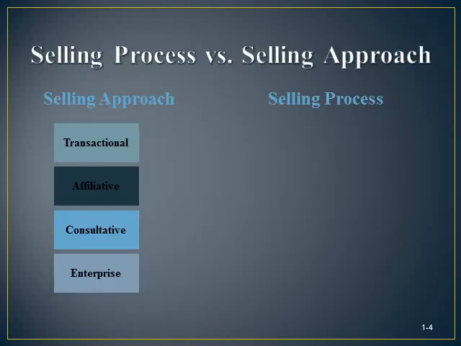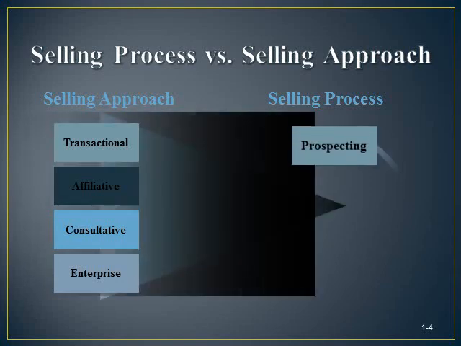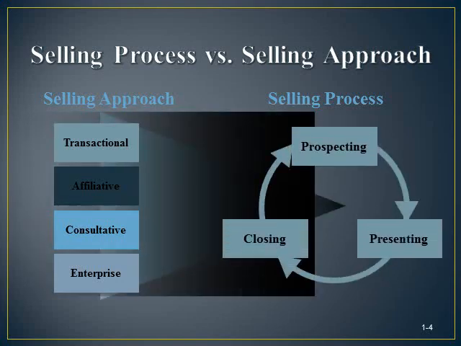Finally, if we need to check the difference between the selling process and the selling approach, as we saw a few minutes ago, in the selling approach we highlight the roles of transactional, affiliative, consultative, and enterprise, and we have discussed the 8 steps of the selling approach. Whereas the selling process is only about prospecting, then we will present, and then finally we will be closing.